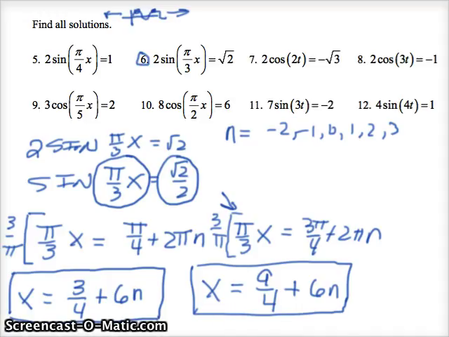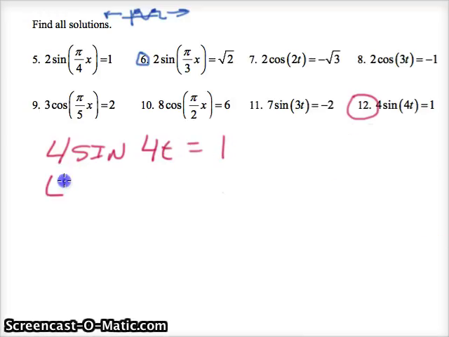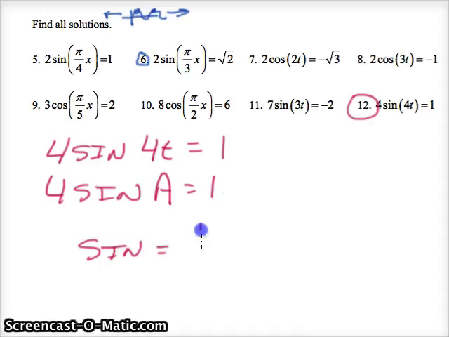All right, what else? Okay, after thinking about this problem, I think it would be good if we did another one. Let's look at 12. 4 sine of 4t is equal to 1. Okay, now let me do this just a little different. I'm just going to say big A equals 4t. So sine of A is equal to 1 over 4. Now what we're going to have to do is figure out where sine is 1 over 4. And we're going to do this in radians.